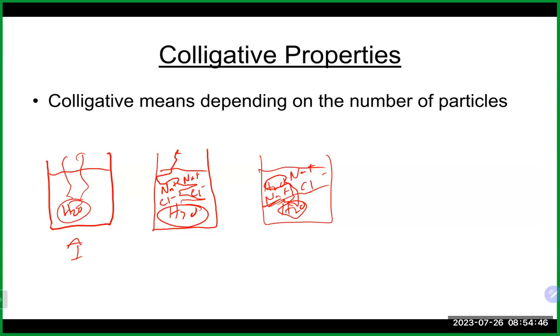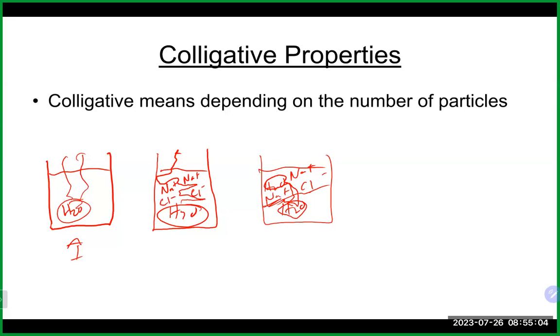So as you put things into a solvent, say like water or other solvents, you are also changing the properties of that solvent from where it will kind of normally boil, where it may normally freeze. Also things like vapor pressure as well.